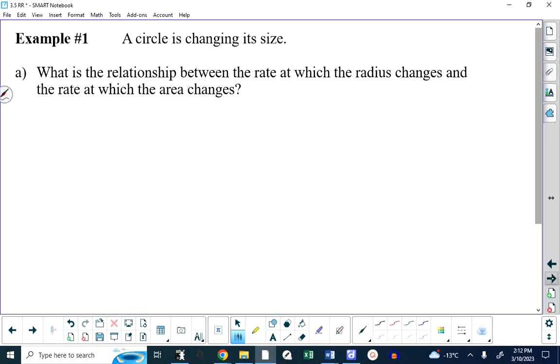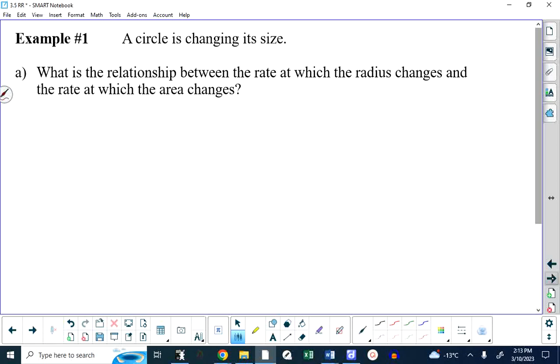Number 1 says a circle is changing its size. Why would this be happening? Well, maybe there's a snowball that's sitting on the floor and it's melting, and you have a puddle that's circular that's growing. Maybe there's a circular puddle of water on the floor or the sidewalk outside and it's evaporating and it's shrinking. Maybe there's an oil spill. A tanker's bladder has been ruptured and the oil is spilling out and it's spreading out in a circle, as things do that are liquid, and it's growing. Okay? It doesn't matter why this is happening.